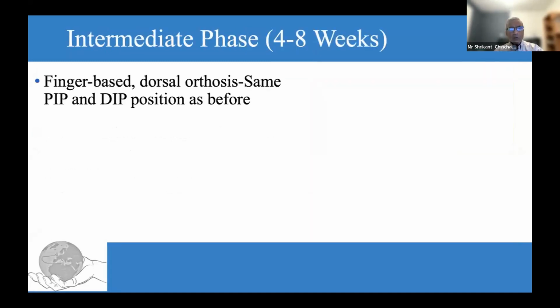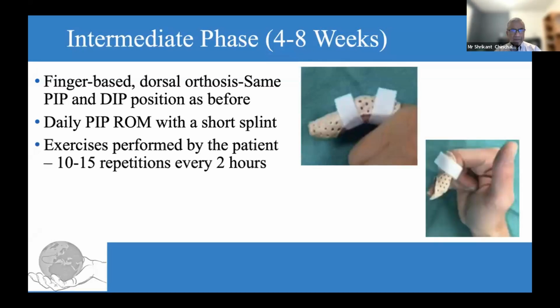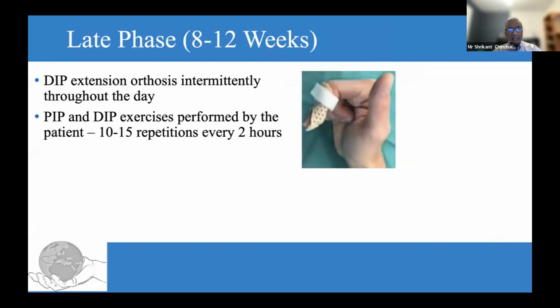Then from between 4 to 8 weeks, we continue with the finger-based dorsal orthosis, in the same posture as we had before in the cast. Patients perform daily range of motion of the PIP joint with the short splint, and we give specific instructions about do's and don'ts and the number of repetitions they should perform on what frequency basis. Between 8 and 12 weeks, patients are given a DIP joint splint alone intermittently throughout the day, and they continue their PIP and DIP joint exercises on a 2-hour basis.